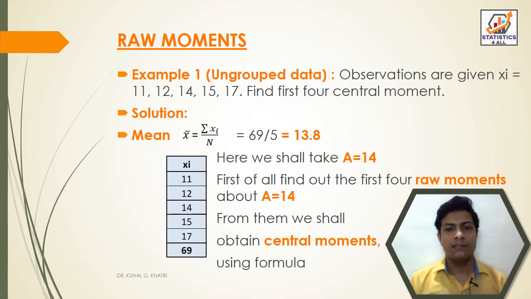Now here this mean value is a fraction, 13.8. So here we shall take a is equal to 14, the arbitrary mean, or we can say the assumed mean. First of all, find the first 4 raw moments about a, that is equal to 14. From them we shall obtain central moments using the formula.